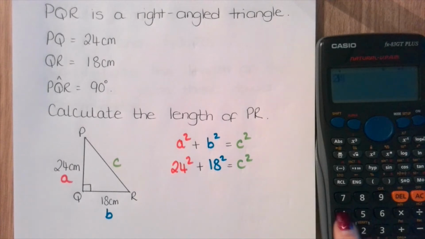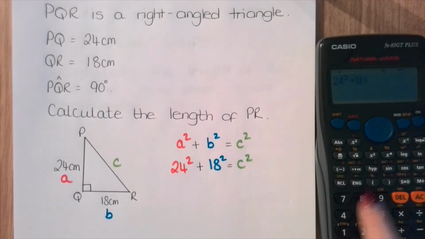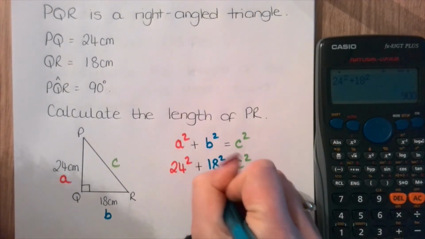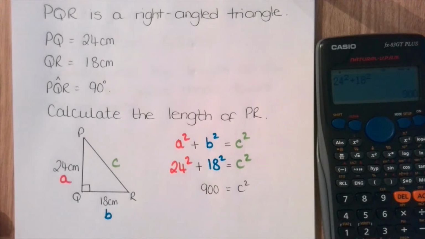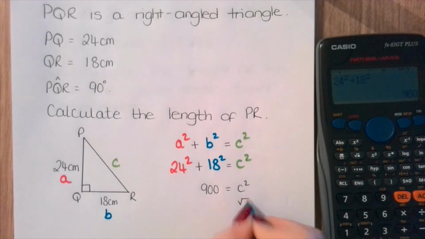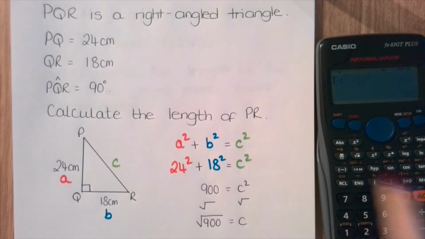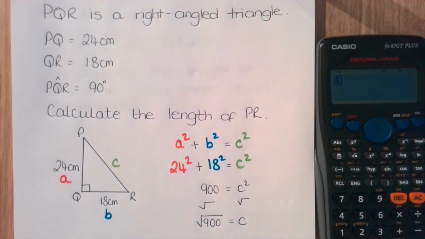Type it in. 24 squared plus 18 squared, I get 900. So 900 is equal to C squared. Square root both sides. Square root of 900 is my value for C. Square root, ANS button. So square root that previous answer, square root of 900 is 30. 30 is my value for C.